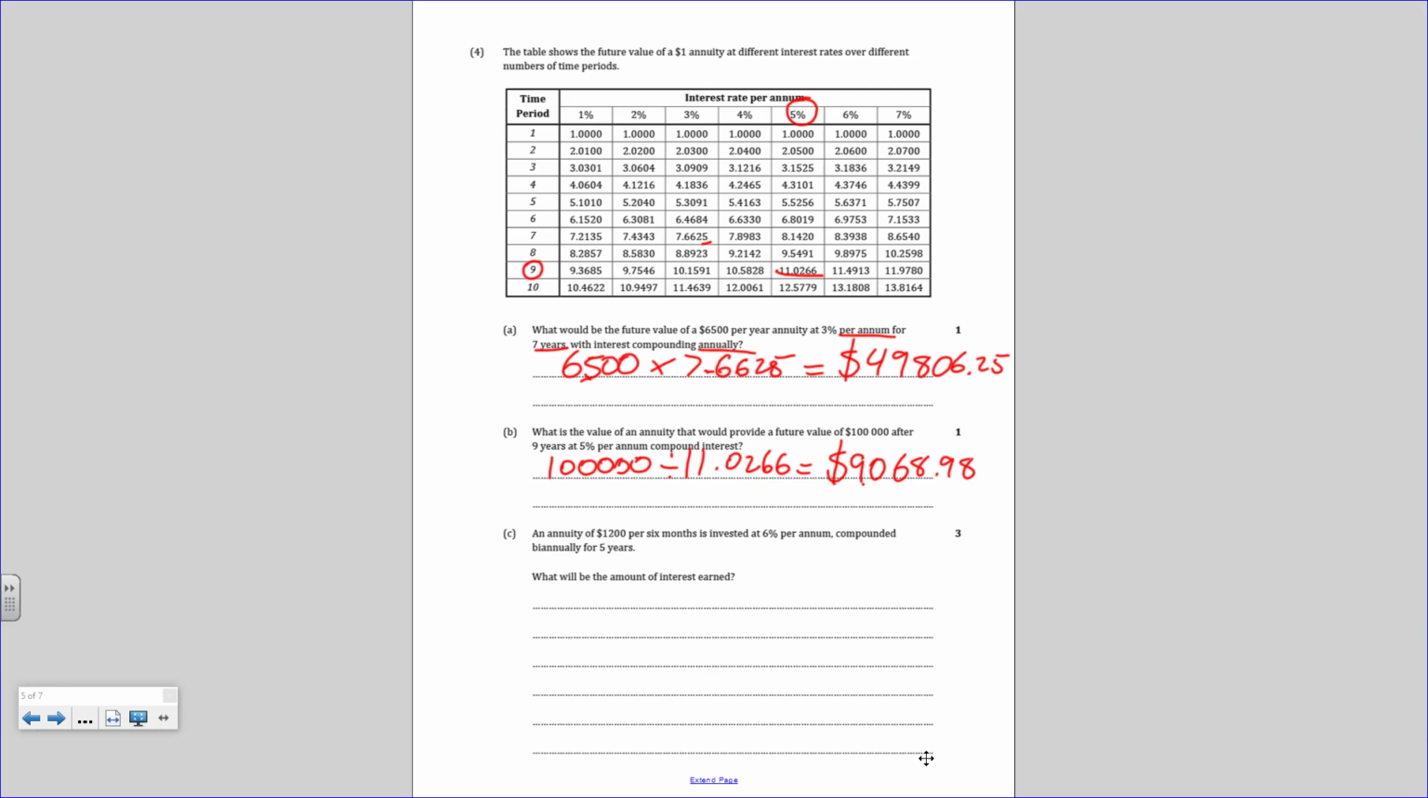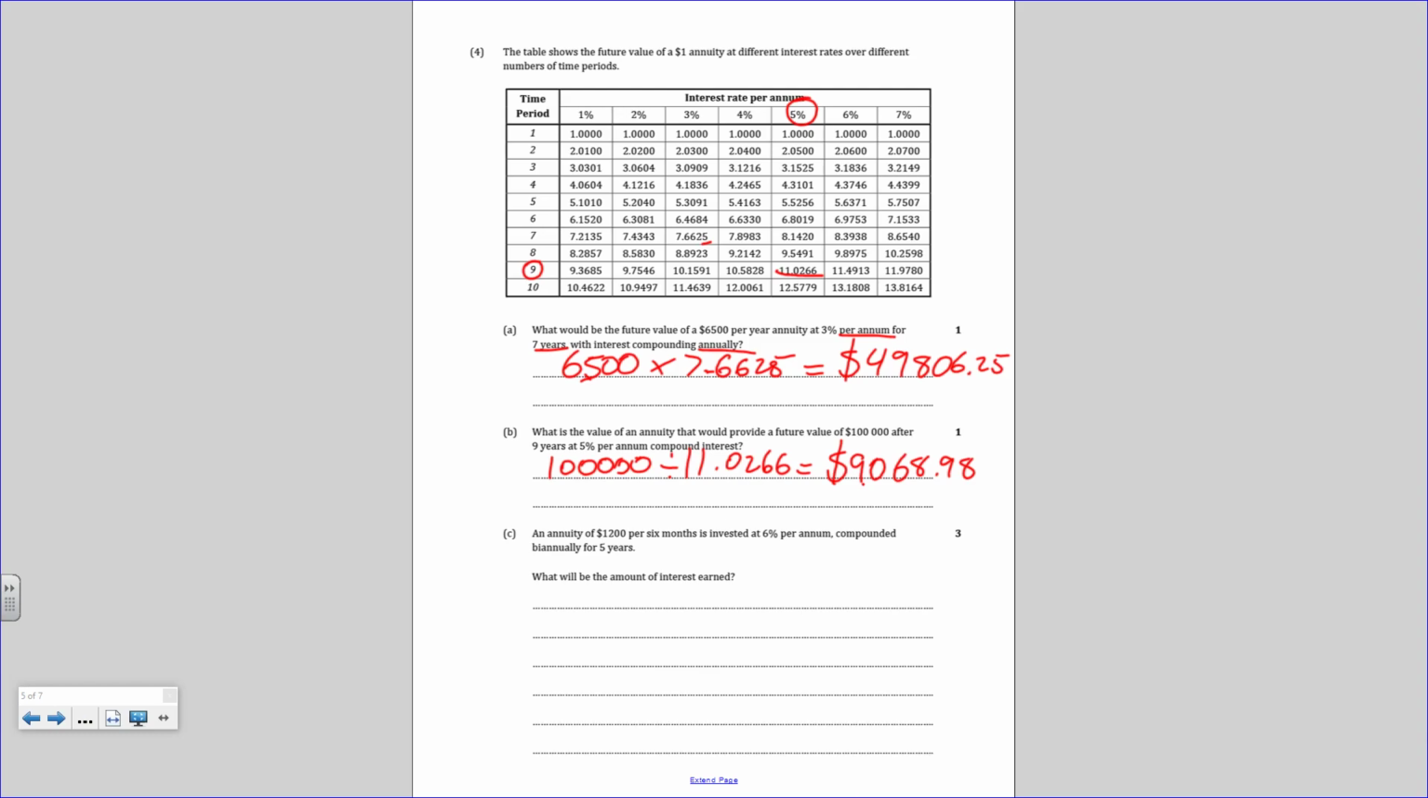And what that means is, if we want to get $100,000 in this investment in 9 years' time, each year I'm going to need to put in $9,068.98. So at the end of those 9 years, with interest compounding at 5% per annum, we'll eventually have $100,000 pretty much exactly. So we're doing the opposite.